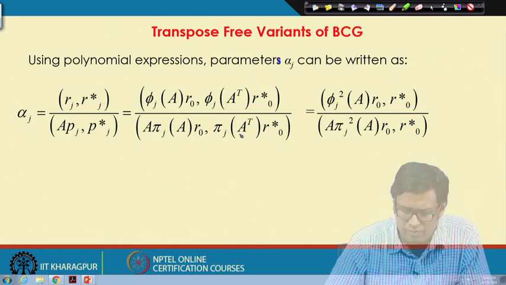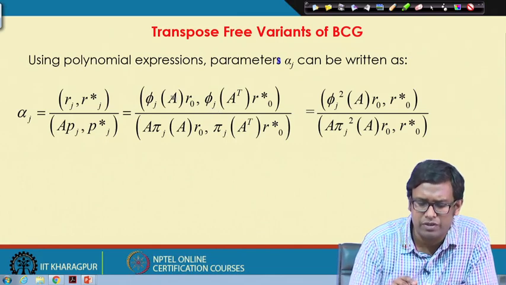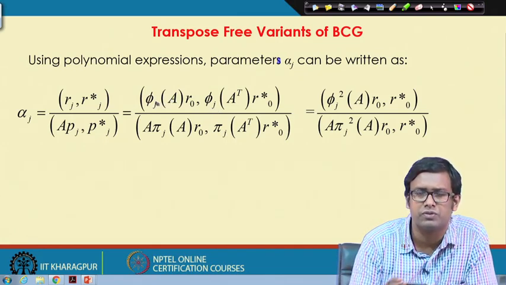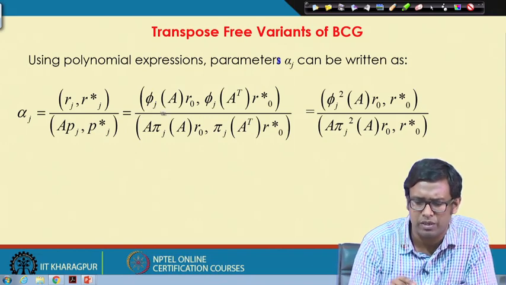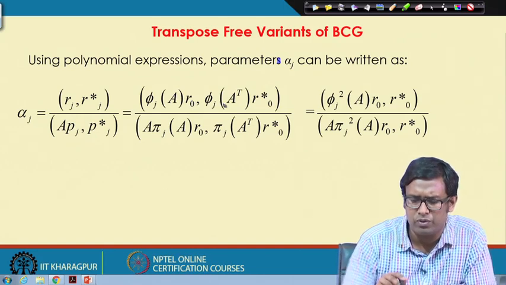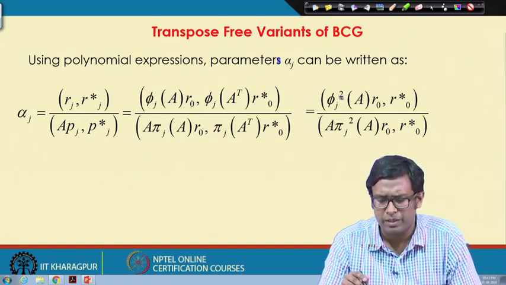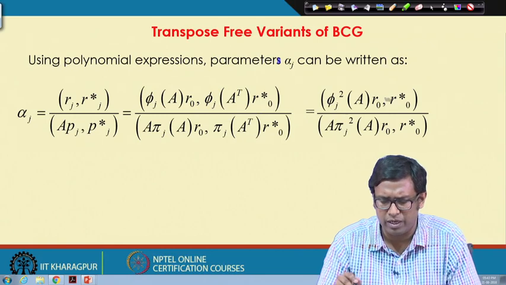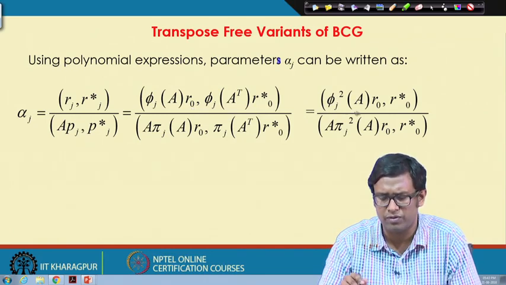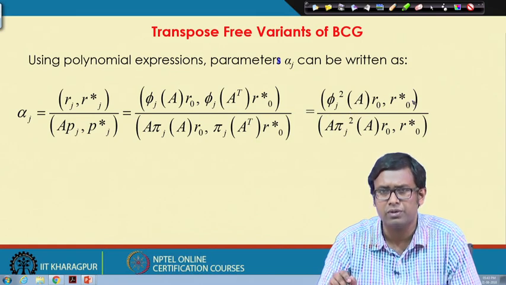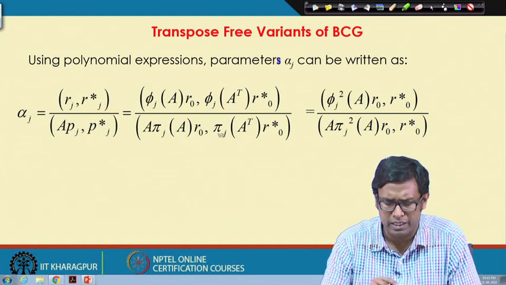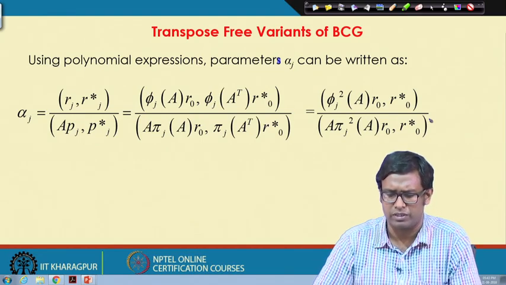Now, r0 is a vector which is multiplied with the polynomial function, which is supposedly a polynomial of a matrix. When we do this product, we get pi j star. This vector will come out, and this is the dot product between these two vectors. So this will be phi j star A r0 dot r0 star, and we will get a pi j star A similarly, r0 dot r0 star.